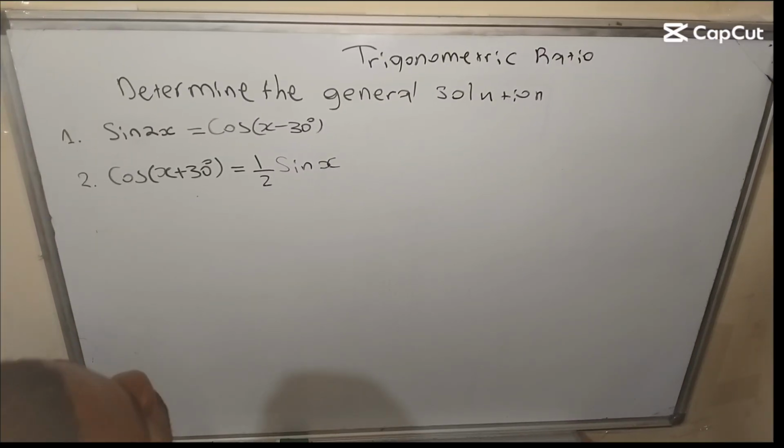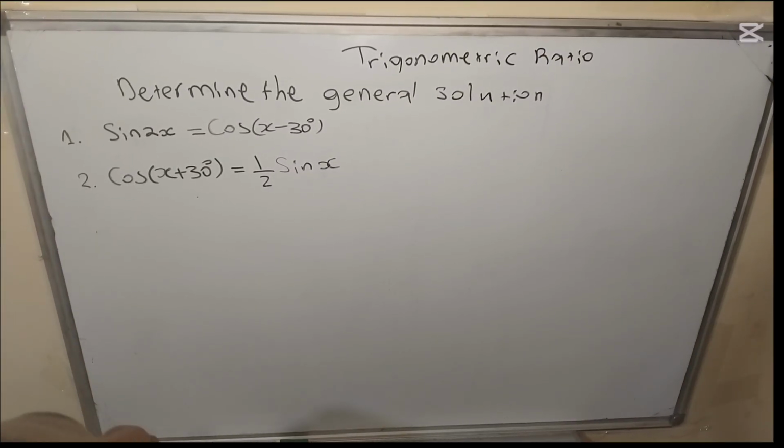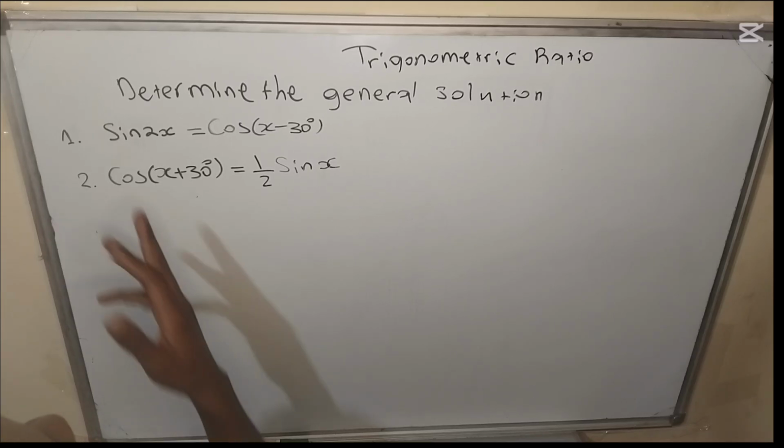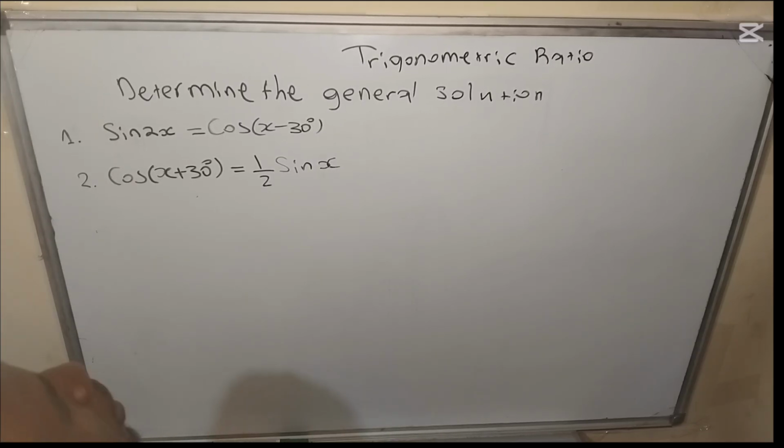Hey guys, today I'm going to show you how to determine the general solutions of the trig functions. As you can see, we have our first equation, given in the form sine 2x equal to cos (x minus 30 degrees). Then our second equation is given in the form cos (x plus 30 degrees) equal to half sine x.